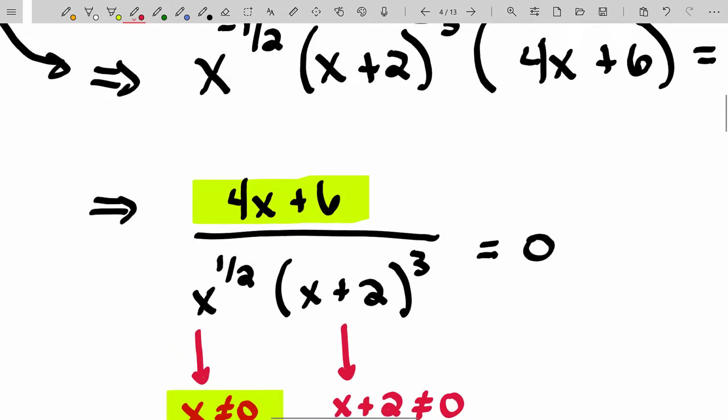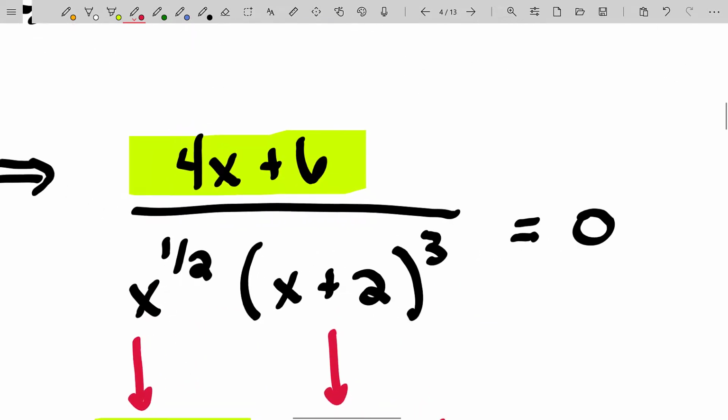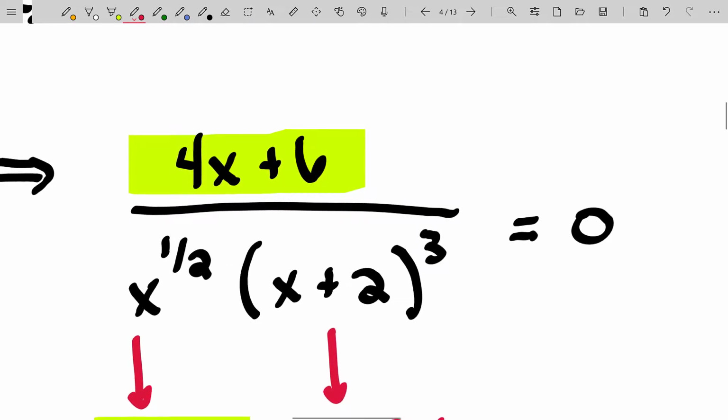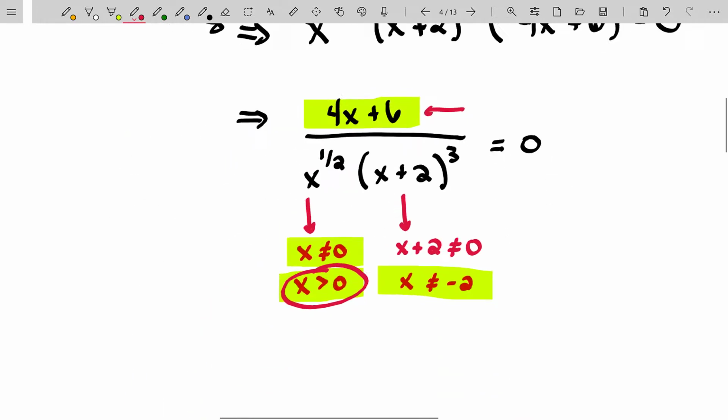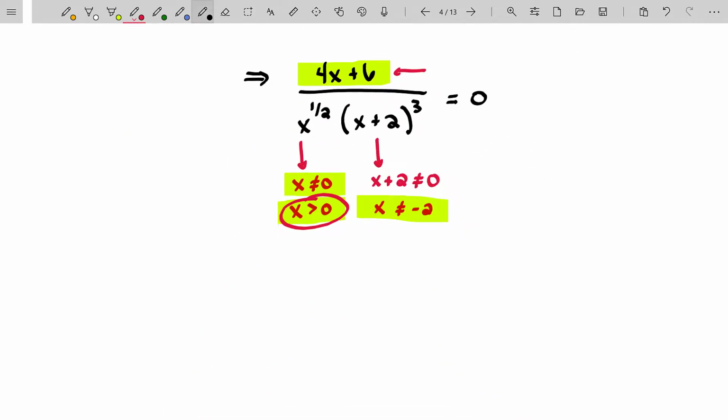So going back to where we left off, we have this fraction, it's equal to 0. The only way a fraction can become 0 is if its numerator is 0. So let's go ahead and solve when is 4x + 6 equal to 0. And that occurs when x is equal to negative 3/2, a negative 6 over 4.